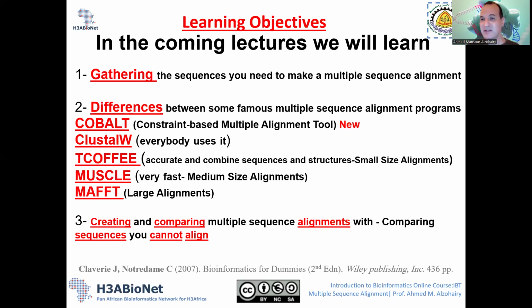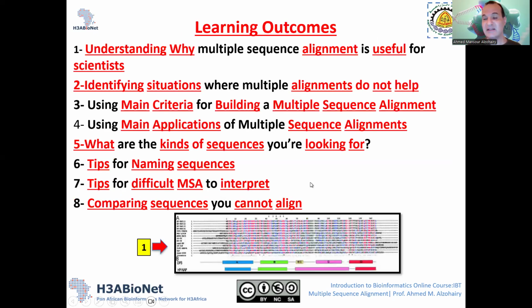So there are many things we will talk about during the coming lectures. First is how to gather sequences, and what is the difference between different multiple sequence alignment programs like Cobalt, ClustalW, T-Coffee, Muscle, MAFFT, and also how to create and compare multiple sequences that, of course, cannot be aligned. That's also one of the things that is very important. Also, in the outcomes, we will learn why multiple sequence alignment is useful for scientists, and how to identify situations where multiple sequence alignment doesn't help.